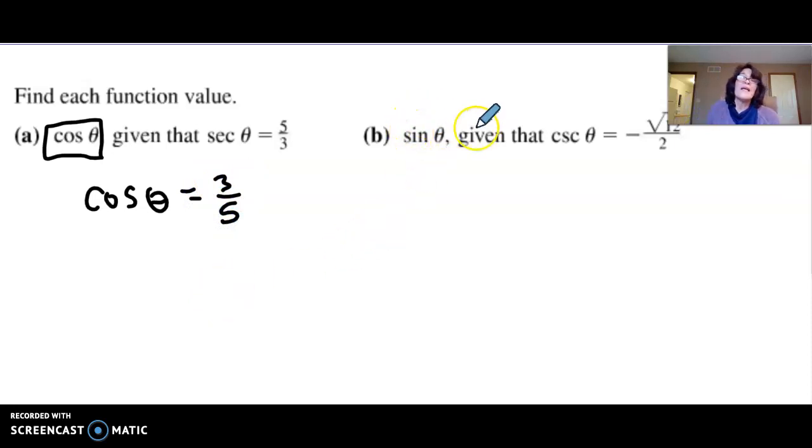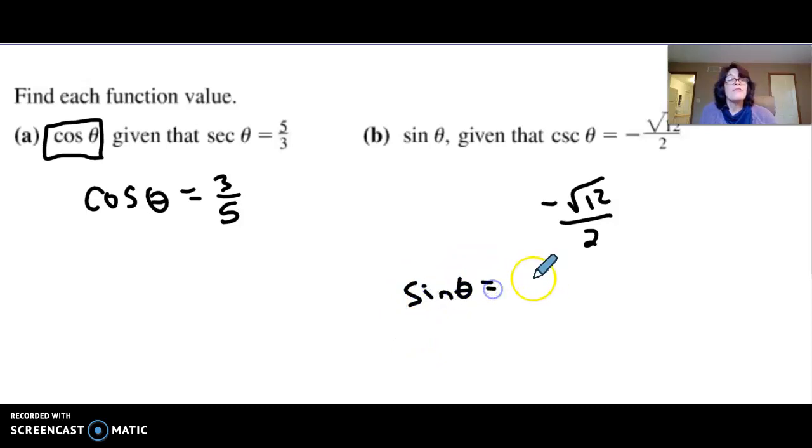Okay? Tell me the sine of theta, given that the cosecant of theta is negative square root of 12/2. Okay, well, I'm going to tell you that the sine of theta is also negative, but it's 2 over the square root of 12. Okay, now in the future, I know I said you don't have to rationalize the denominator, and I'm still saying that, but you will be asked, I don't want radicals that are not simplified.